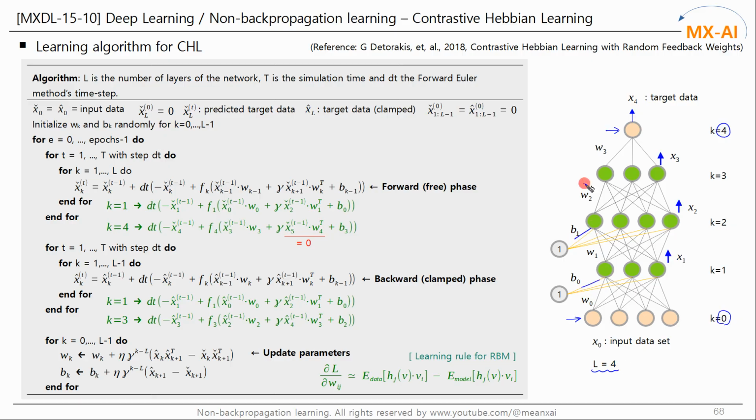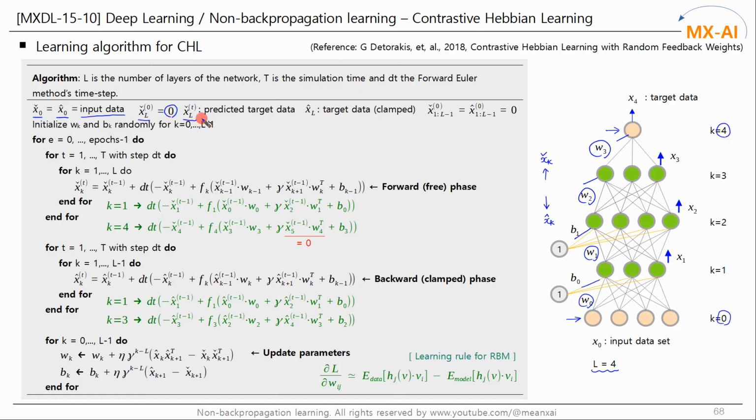Every layer but the input layer has biases, and each layer is connected by weights. This structure is identical to that of a typical feed-forward network. The activations of each layer in the forward phase are denoted by x-check k, and the activations of each layer in the backward phase are denoted by x-hat k. X-check 0 and x-hat 0 represent input data. X-check L is initialized to 0.